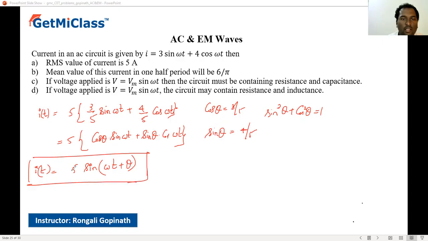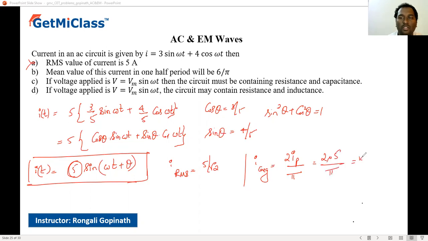So you can see that the amplitude of the current is 5 amperes and RMS would be I amplitude by root 2, that is 5 by root 2. So option A is wrong. Mean value of this current in half period will be 6 by pi. That is I average. I average is given by 2 times I peak by pi. That is 2 times 5 by pi, which is 10 by pi, but given is 6 by pi, so B is wrong.